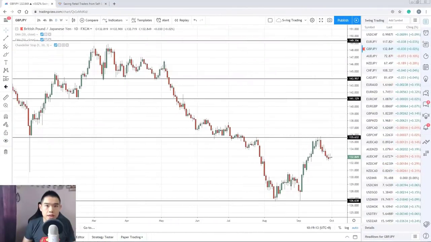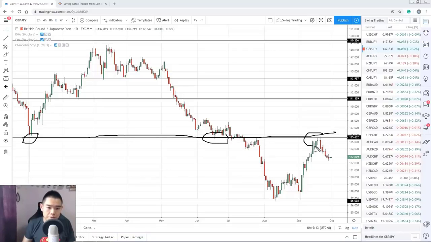This is pound yen. You can see that over here, the market is in a downtrend. Where's the area of value? The area of value is over here. Okay, previous support breaks down, becomes previous support, becomes resistance. This is an area of value.